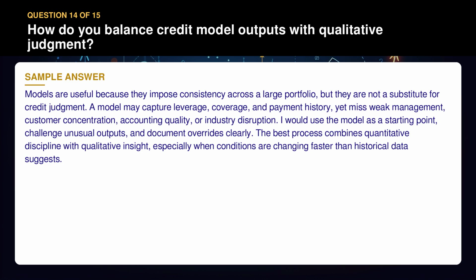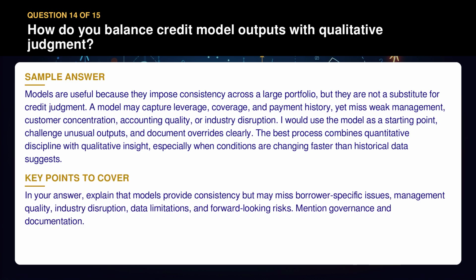A model may capture leverage, coverage, and payment history, yet miss weak management, customer concentration, accounting quality, or industry disruption. I would use the model as a starting point, challenge unusual outputs, and document overrides clearly. The best process combines quantitative discipline with qualitative insight, especially when conditions are changing faster than historical data suggests.